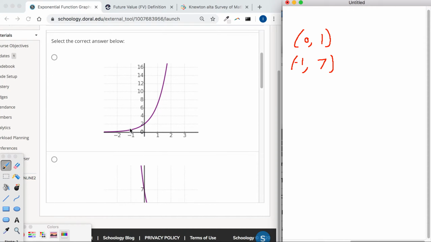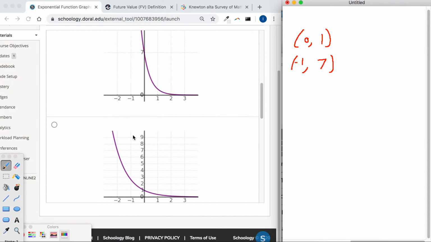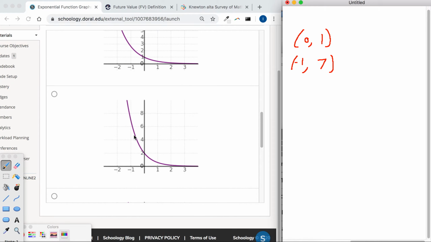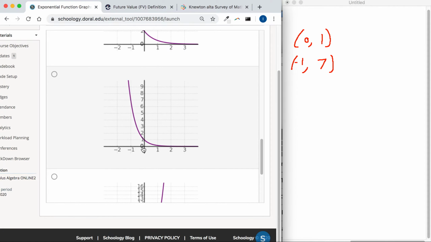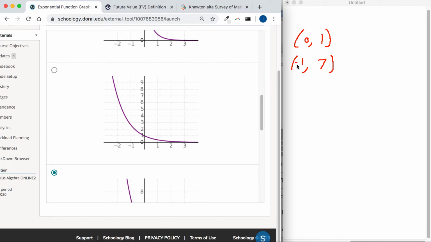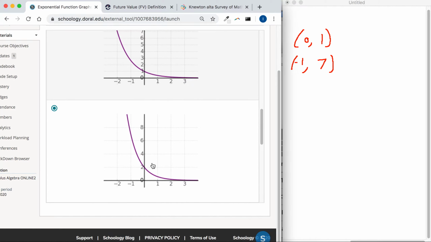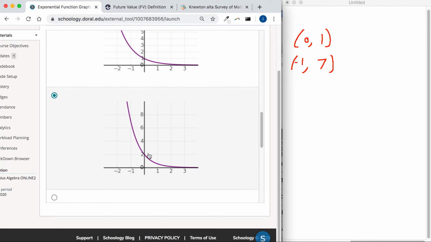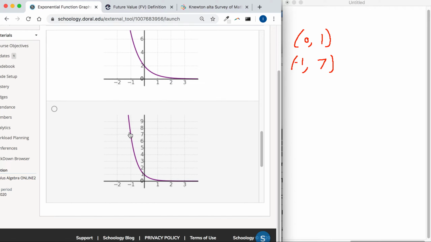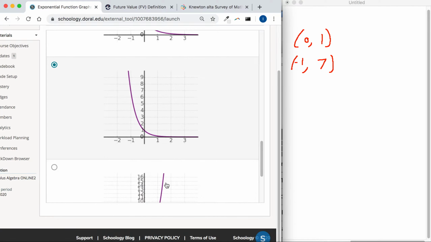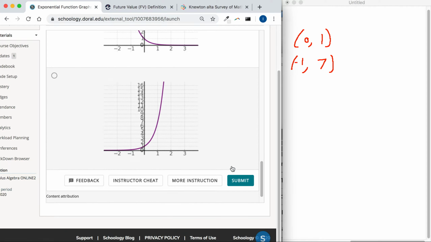So negative 1, 7, that's not happening on this graph. That's not happening on this graph. Negative 1, 7, that's probably my guy. Let's check the other point. 0, 1, that's happening. Oop, but that's not the right graph. Where are we? 0, 2, uh-oh, so that might not be it. Let's keep looking. Negative 1, 7, 0, 1, that looks like our guy. Yep, that's got to be it, because it's got to match both points, not just one of them.